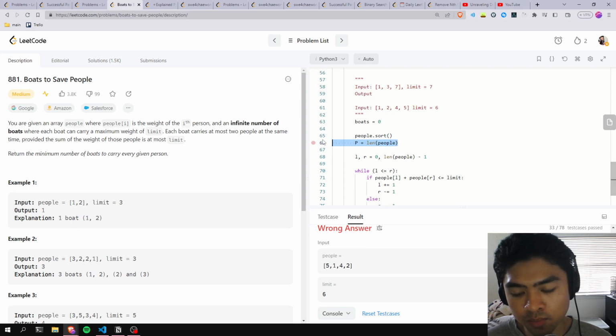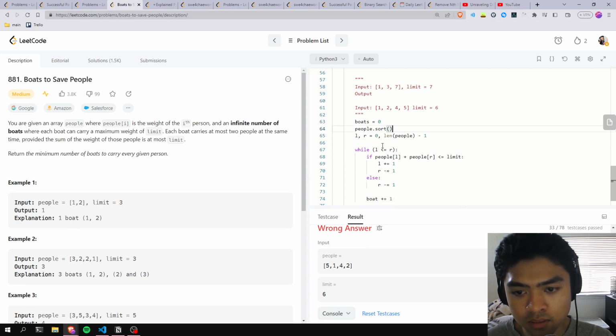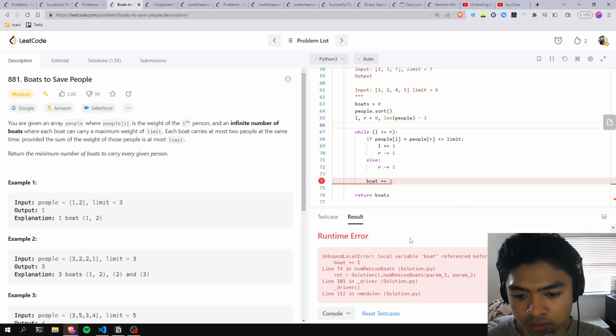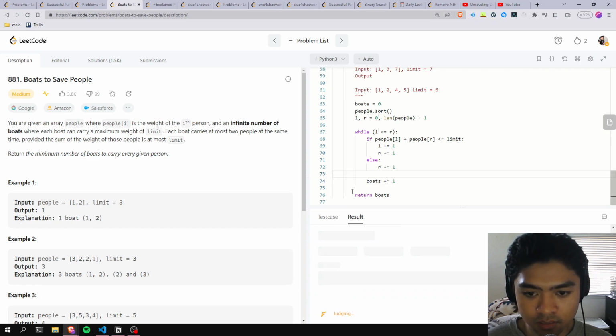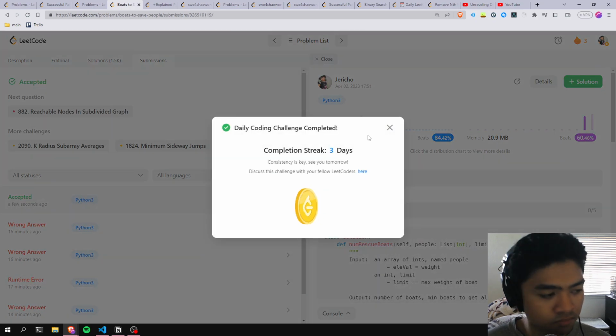I'm pretty sure we don't need this anymore. Yeah, we don't need that anymore. So that's pretty much it. Just run this. Oh, oops, boats. Okay, so it works. Submit. Awesome. Yeah, so that's pretty much it.